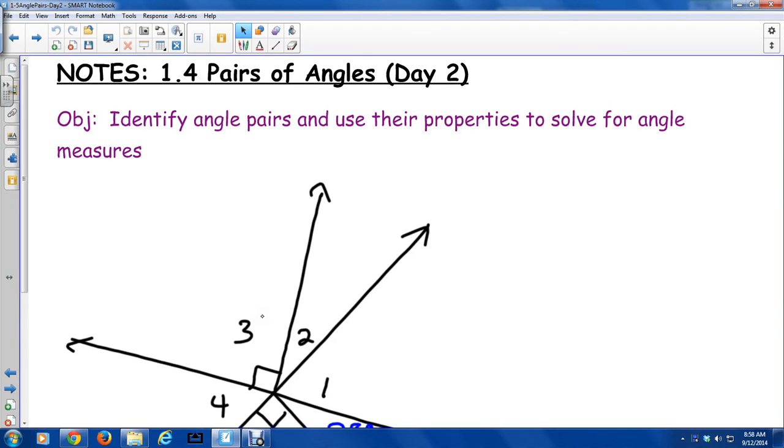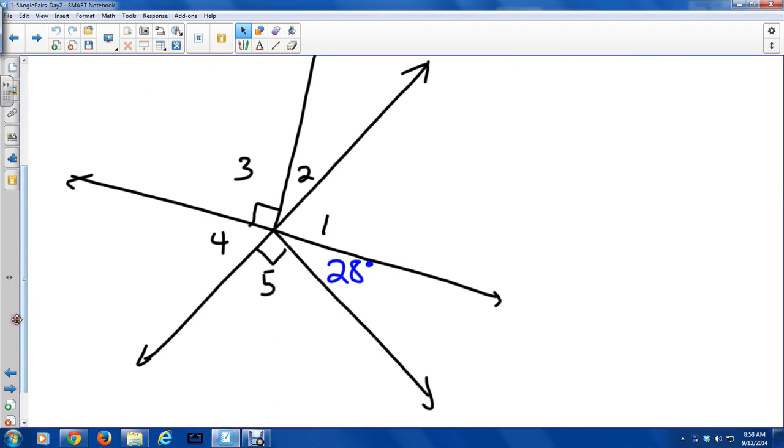Alright guys, now we're finding pairs of angles and missing angle measures using the angle pairs from the previous couple of videos and the properties that we know. I read the directions up there. We've given you 28 degrees for this angle here. It's your job to find the missing angles.